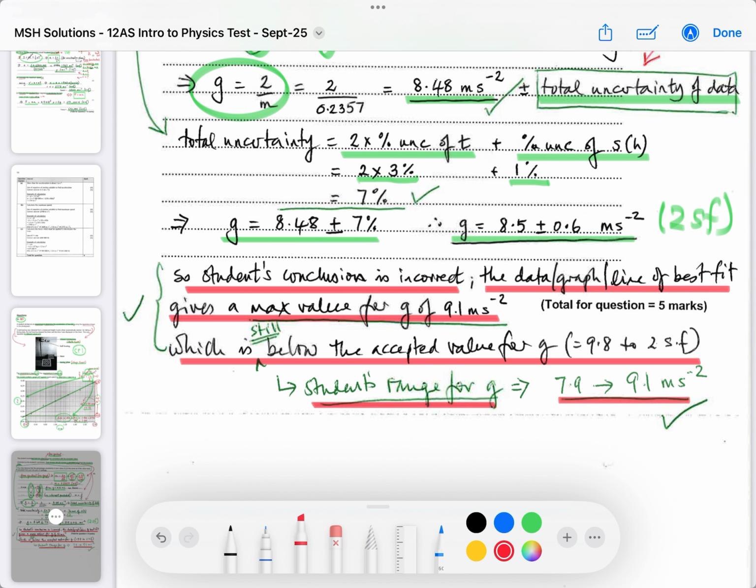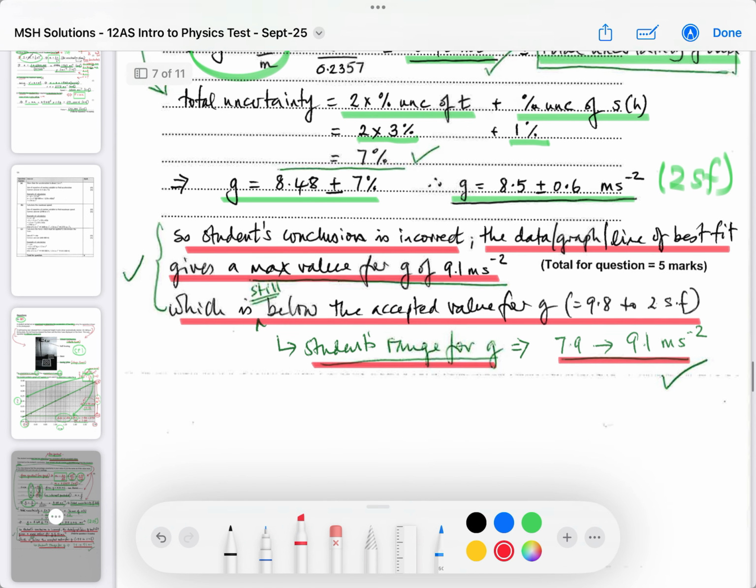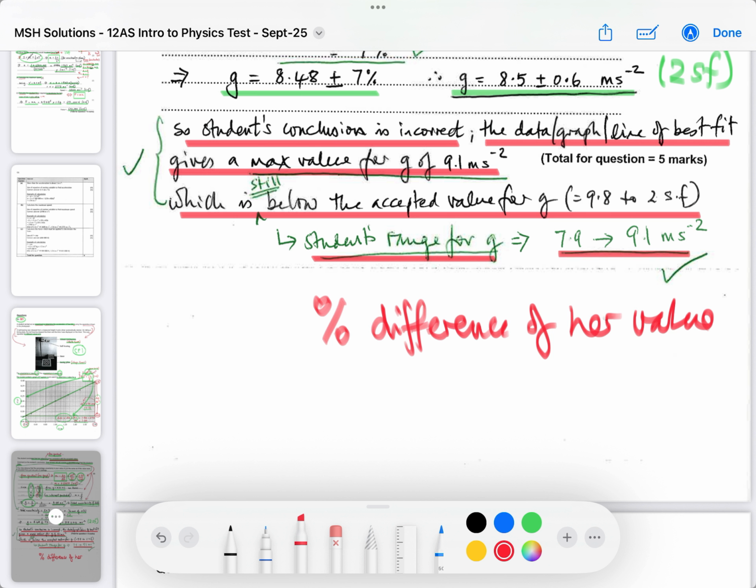So where the student concluded that her conclusion is consistent with the accepted value, it's not. Yes, it's below the accepted value, as you can see. And you can also work out the percentage difference of her value to the true value. So that's another way of doing it. And she reckons she's only got 7%, but I think she's probably going to be more like 12% out.